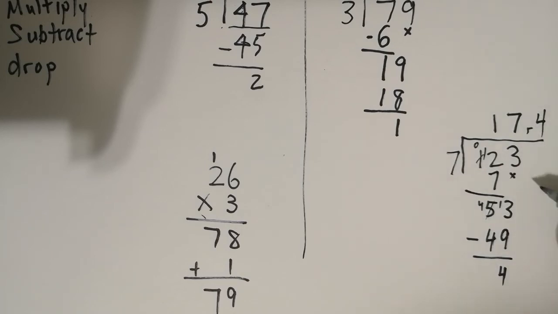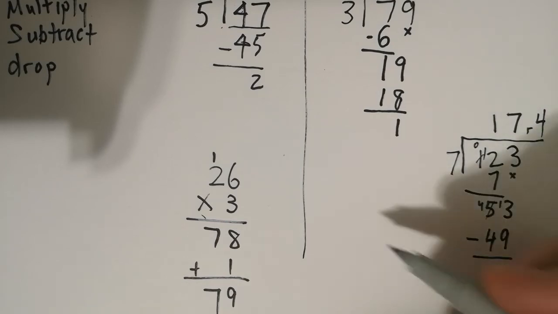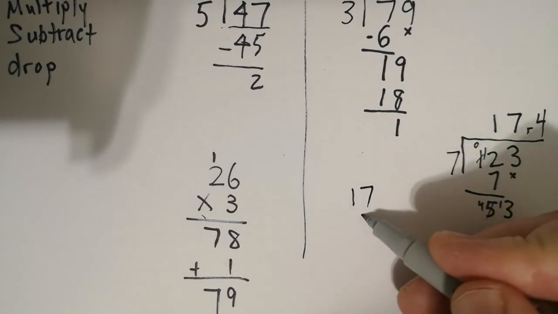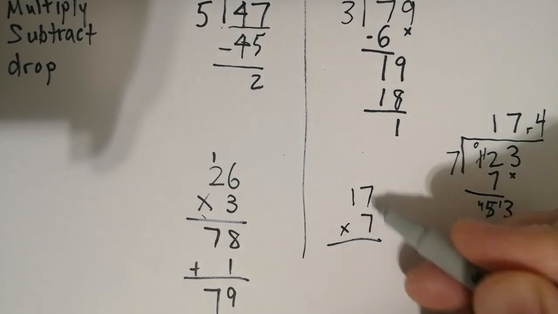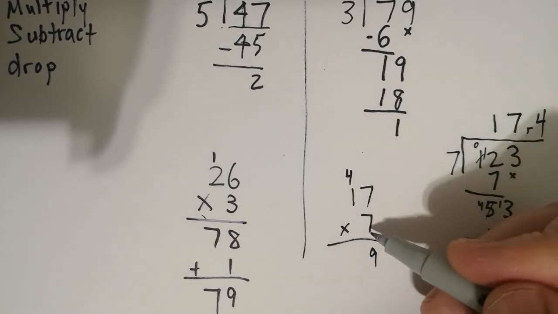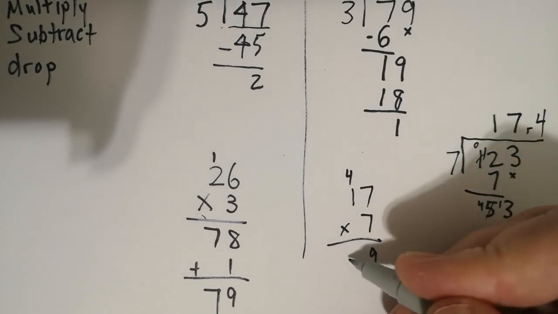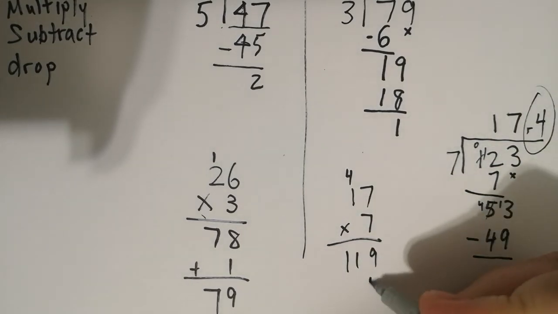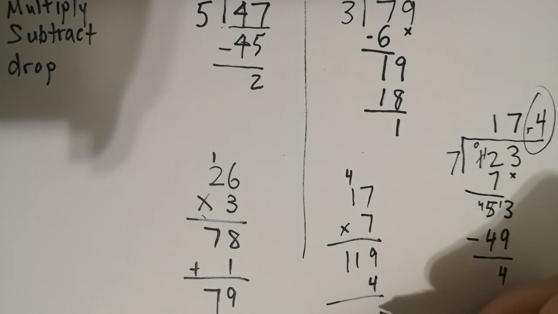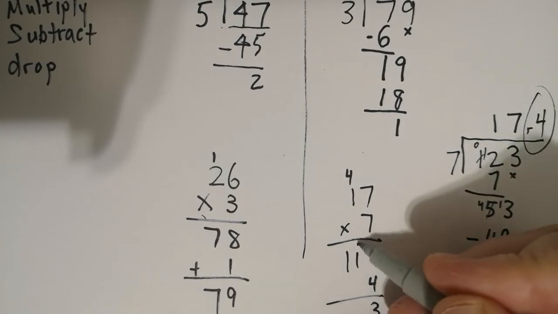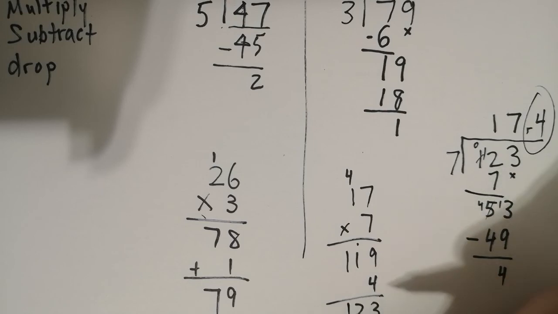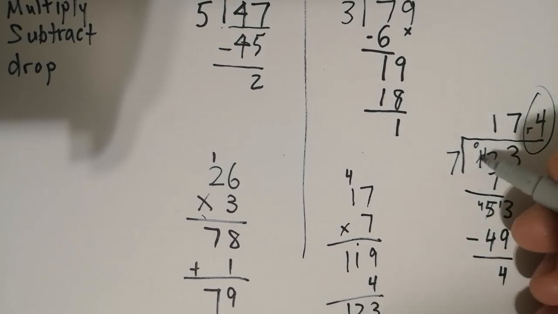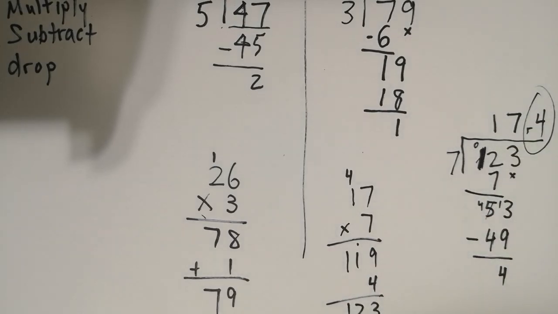And if I were to check this answer, I'll do it here. 7 times 17, 7 sevens are 49. 7 times 1 is 7, plus 4 is 11. 119 plus my remainder of 4 should, 9 and 4, 13. 1 and 1 is 2, and there you go. 123, those two match up, so therefore I've checked my answer and I'm certain I've got it right.